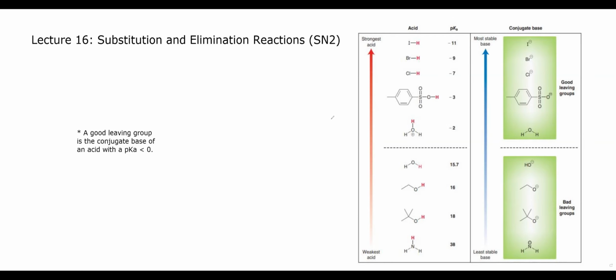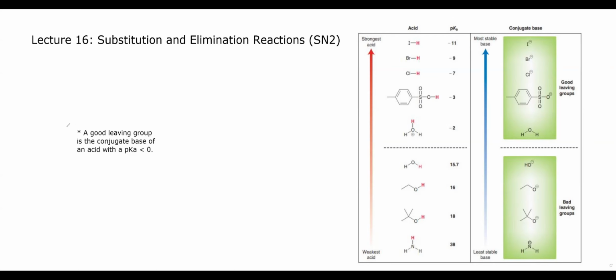Let's look at a bad leaving group, something like OH-. That would be considered a bad leaving group. Let's consider the conjugate acid of OH-. That would be H2O, water, which we know is 15.7. So the good leaving group, chloride, Cl-, has a conjugate acid with a very low pKa, -7, and the bad leaving group, OH-, has a conjugate acid, H2O, with a higher pKa of 15.7.